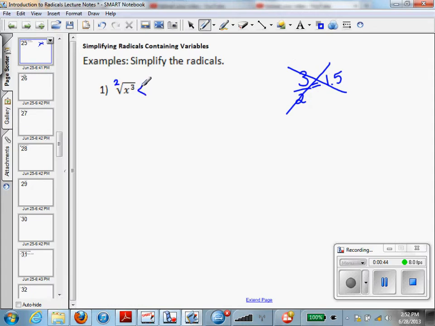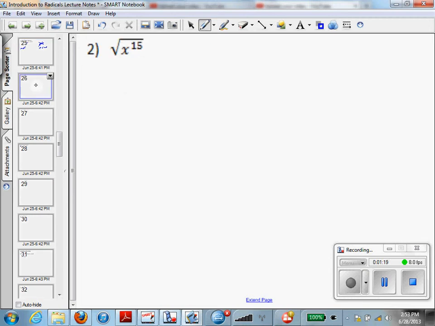So what we can say is that the square root of x to the third can be written as x to the second times x, because if you were to say it like x squared times x, remember we keep the same base, but we would add the two powers, giving us x to the third. So we can actually pull this part out of the radical, leaving us with x square root of this power of 1, or just x. So we have x times the square root of x.